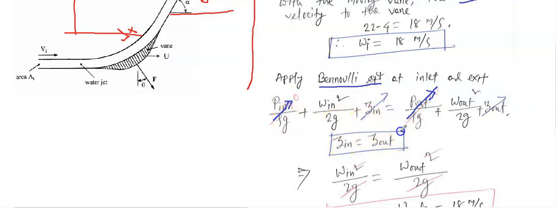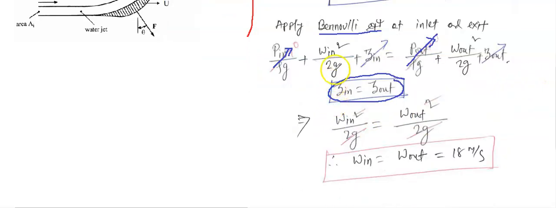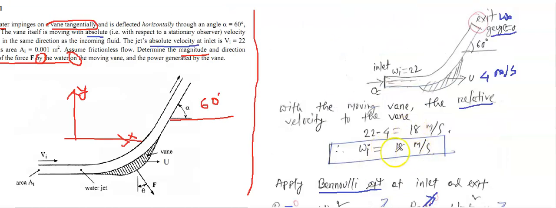We are considering the elevation difference. This is the same at the inlet and the outlet. So then the velocity at the inlet squared over 2g equals the velocity at the outlet squared over 2g. You can eliminate this 2g and the square. So it will give you W in equals W out. And that's what we calculated, W in equal 18.